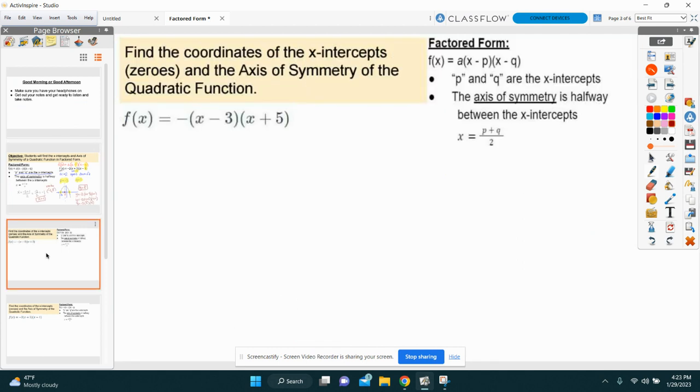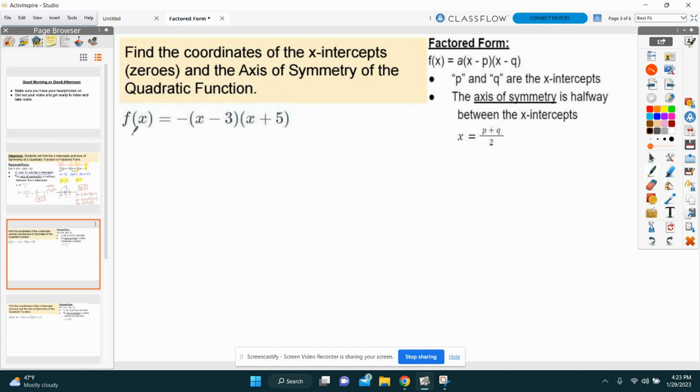So let's go to the next problem. Go ahead and write it down, this one, because you don't have it written down yet. It says to find the x-intercepts, which is also the zeros. So if your problem or your homework asks for the zeros, then it's asking for the x-intercepts. And we're finding the axis of symmetry.